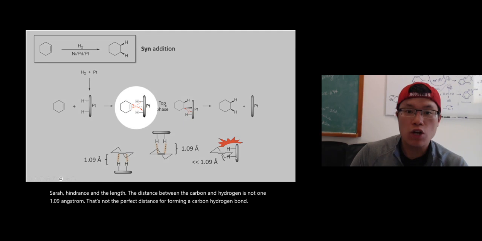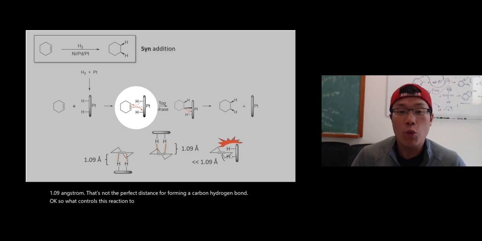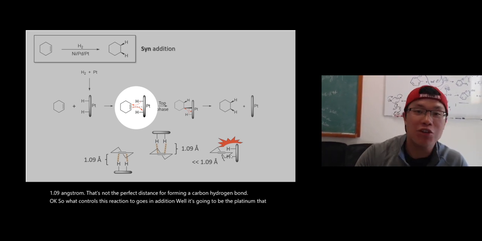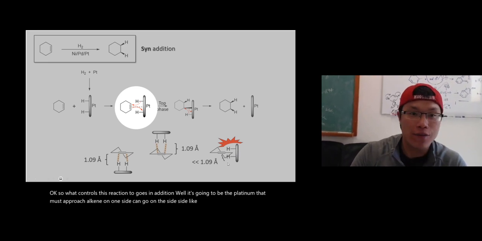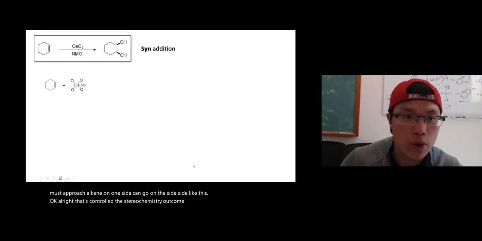So what controls this reaction to go syn addition? It's the platinum that must approach the alkene on one side, it can't go on the side like this. That controls the stereochemistry outcome. Okay, let's take a look at another example.